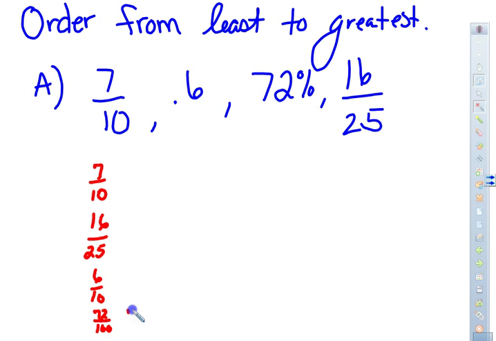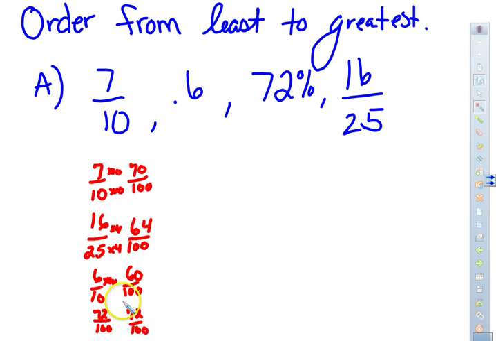And since this is 100, we're going to leave it. This one, we're going to say 10 times 10 gives me 100. So 6 times 10 is 60. This one again is 100. So 25 times 4. So 16 times 4 is going to give me 64. And then 10 times 10 again. So 7 times 10 is 70.